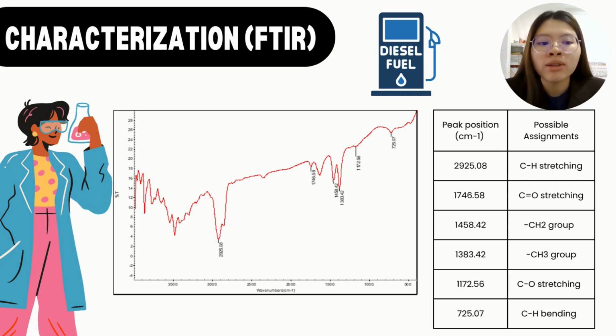Moreover, the peak at 1172.56 per cm suggests the existence of oxygenated substances by matching C-O stretching vibration. Furthermore, the absorption of 725.07 per cm corresponds to out-of-plane CH bending vibration of alkane.